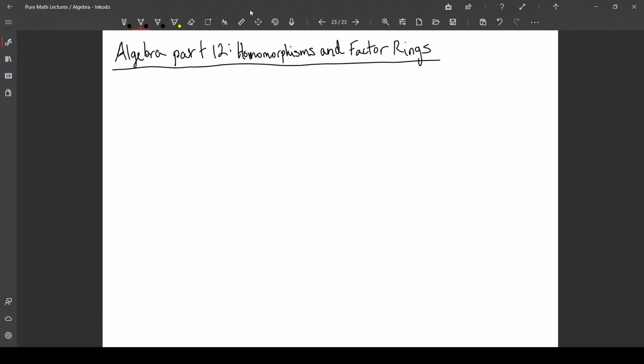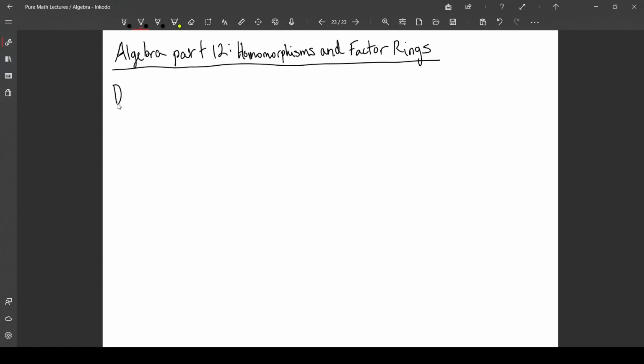All right, hello everyone. In this episode, we're going to talk about ring homomorphisms and factor rings. As we've already seen with groups, homomorphisms are essentially a special type of function defined between two algebraic structures, such that their operations are preserved. So, a product of elements in the group case, right? A product of elements before applying the function is a product of elements after applying the function.